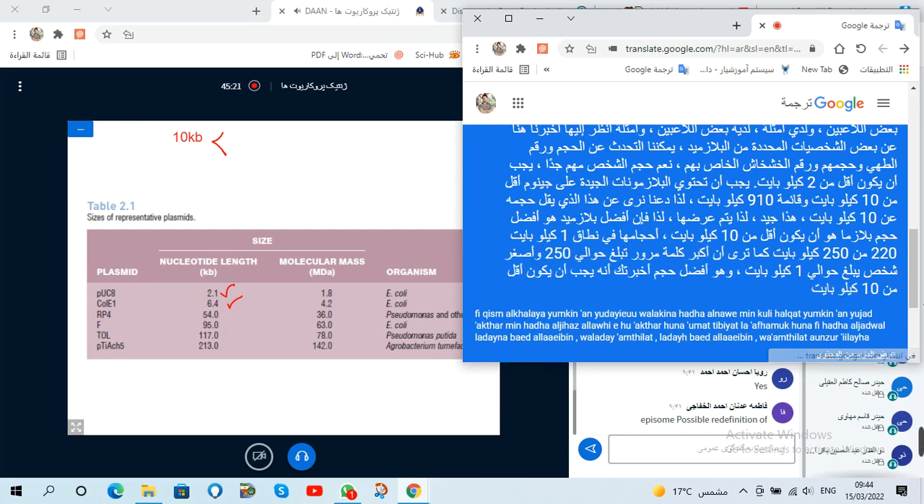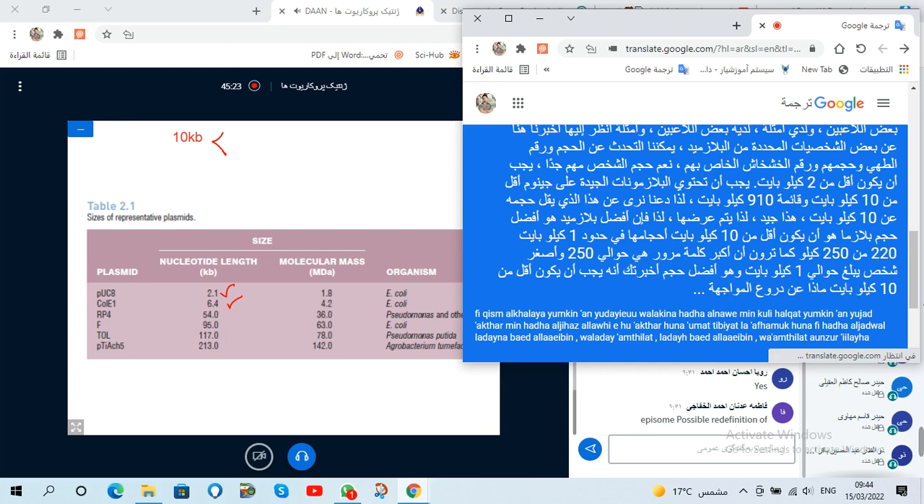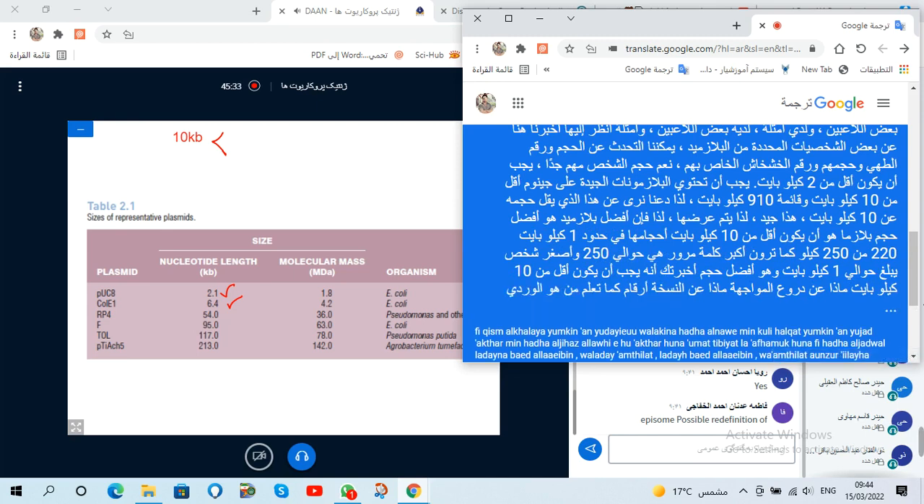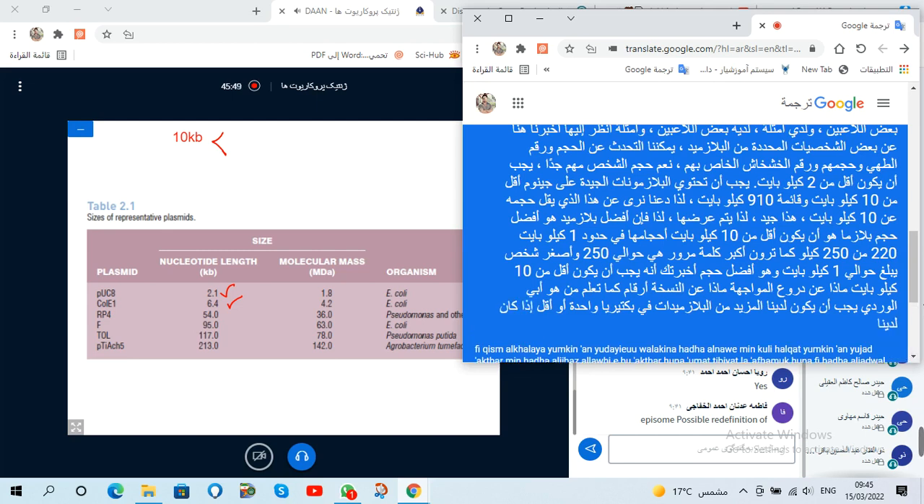What about the copy numbers? Do you think that we should have more plasmids in one bacteria or less? If we want to clone a gene, is it better to have more plasmids or less plasmids?